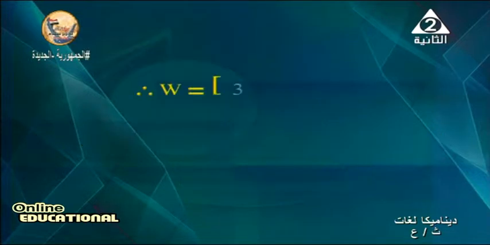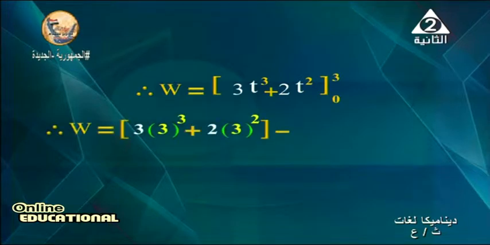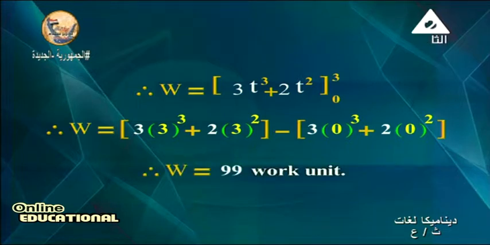Then the work equals 3t^3 + 2t^2 from 0 to 3. We can calculate the integration by the calculator or by substitution. Then the work done equals 99 work units.